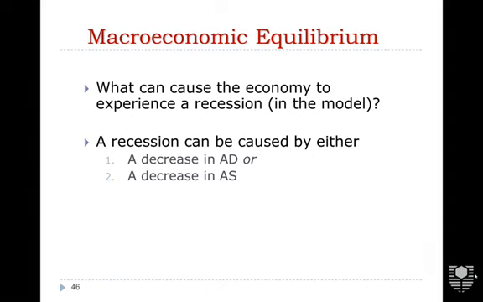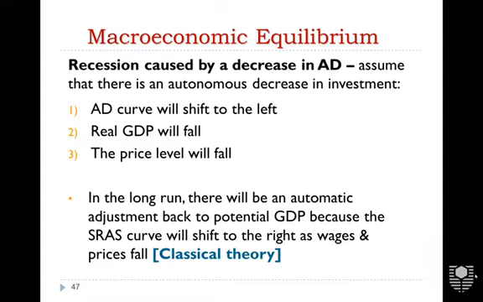So macroeconomic equilibrium is an equilibrium where aggregate demand is equal to aggregate supply, and what can actually cause this macroeconomic equilibrium to change or shift? What can cause the economy to experience a recession? A recession can be caused by either a decrease in aggregate demand or a decrease in aggregate supply. So we'll discuss both the cases.